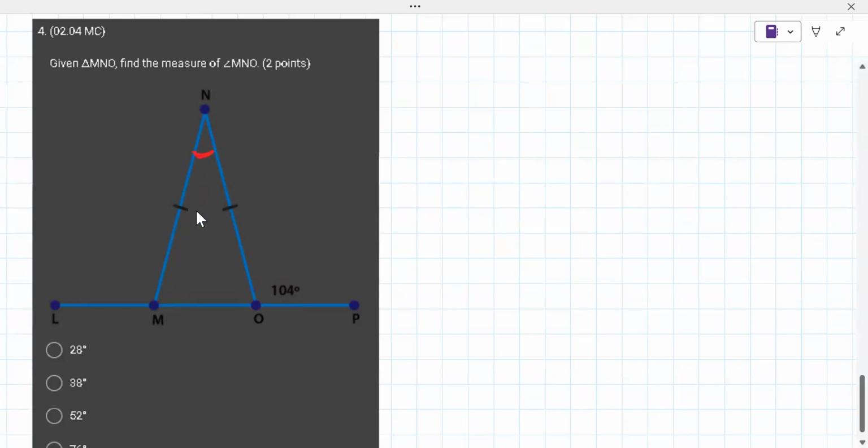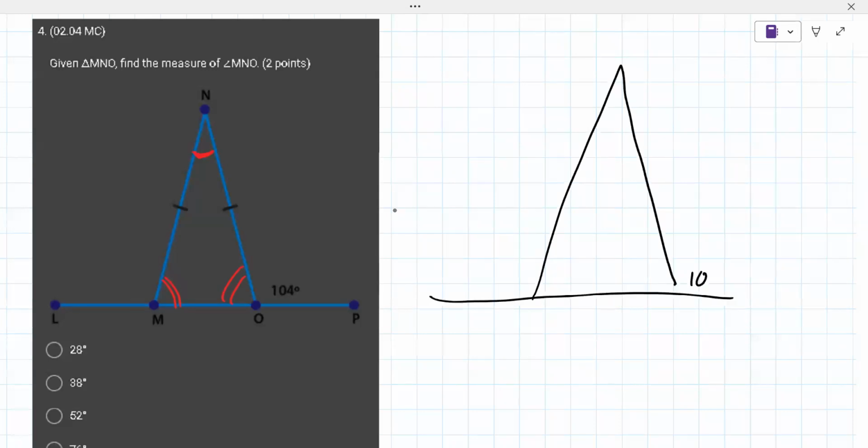We know it's an isosceles triangle because the two sides are the same, which means that the base angles are the same. We have some help here. I always think it's good to redraw it when you're refocusing. If this is 104 degrees, the angle here that I'm calling X plus 104 has to add up to 180. So 76 degrees. And then the other one must also be 76 degrees because it's isosceles, so those must be the same.